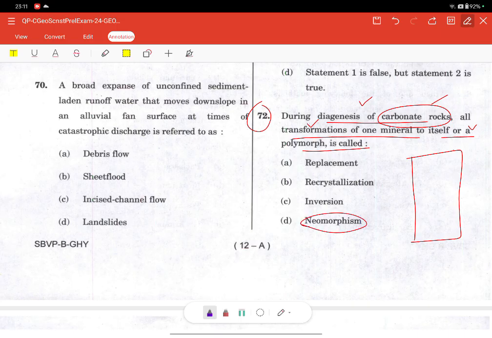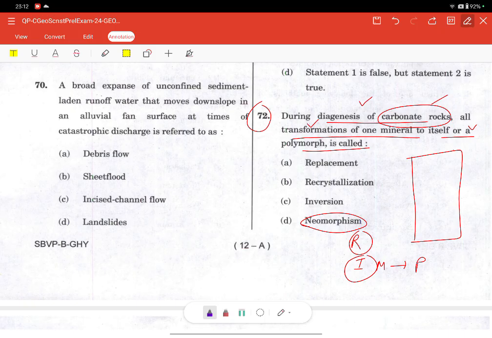So this neomorphism is a diagenetic process that involves recrystallization, like same minerals to the same minerals, but there are changes happening. Inversion, that is a mineral to a polymorph. Okay. So neomorphism is an umbrella term.